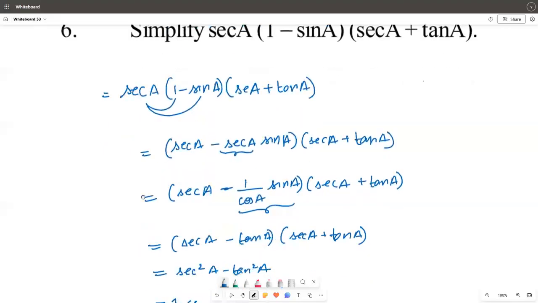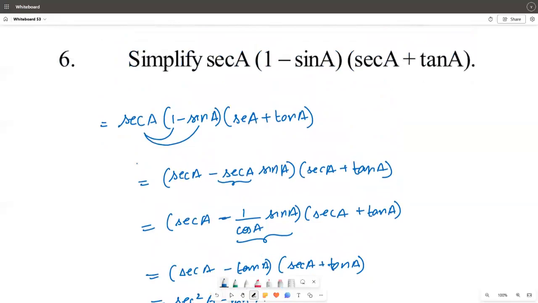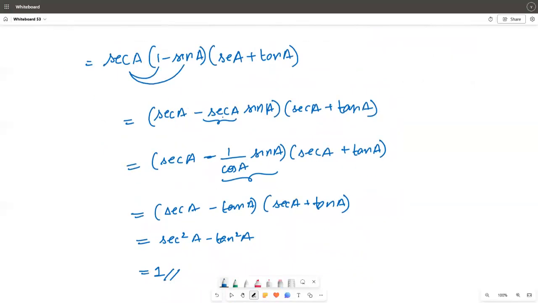They told us to simplify the given thing, and after simplification, we got the answer as 1. So initially, we multiplied the secant A into the first term, which is 1 minus sin A, and secant A is the reciprocal of cos, so I replaced the secant A with 1 by cos A. Sin A by cos A equals tan A, and finally we got (A plus B) into (A minus B), which is secant square A minus tan square A, and by property secant square A minus tan square A equals 1. That's it.